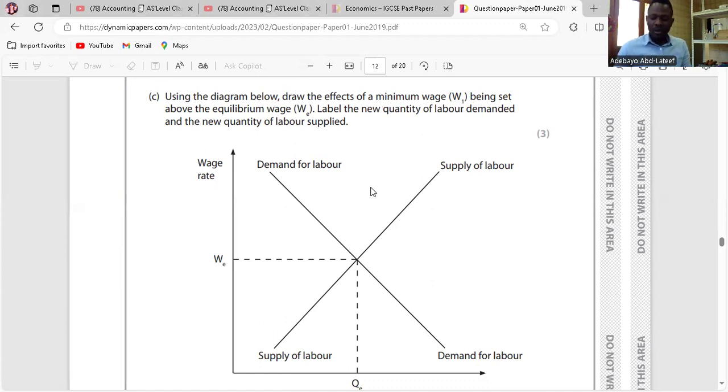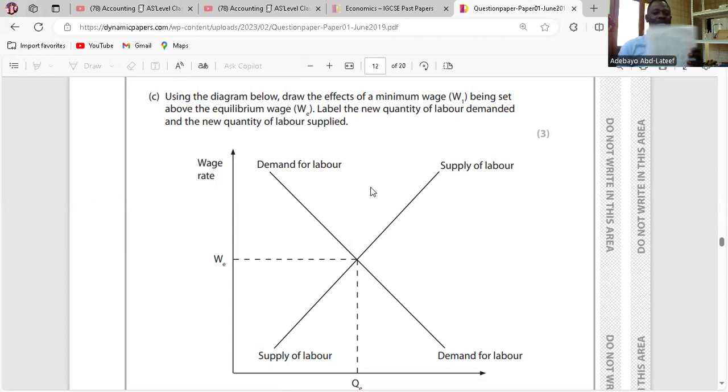So when the wage rate is set above the equilibrium wage rate, it has an impact on the quantity supplied of labor and the quantity demanded of labor. So I wrote, when the wage rate is set above the equilibrium wage rate, it is favorable to workers. So the quantity supplied of labor would increase, while it becomes a cost to employers, which means the quantity demanded will reduce. The QS will increase and the QD will reduce.